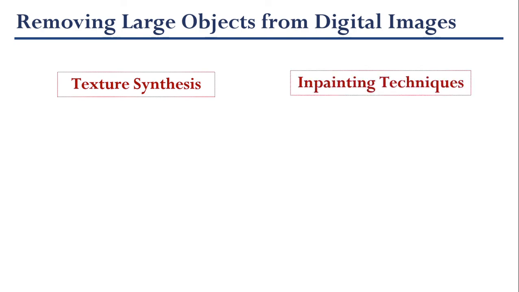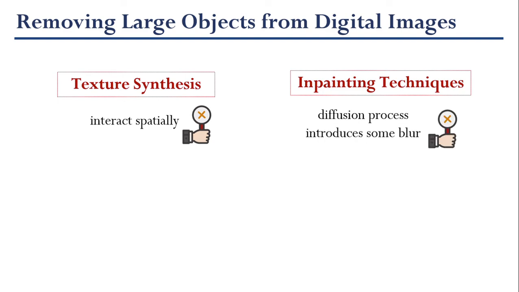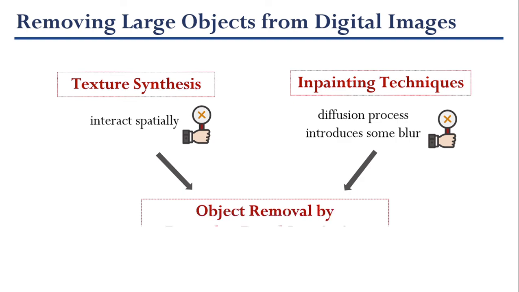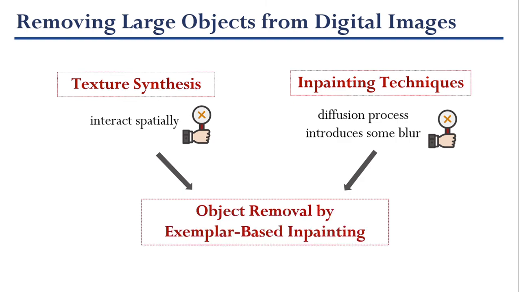There are usually two ways to remove large objects from digital images. They are texture synthesis and inpainting techniques. However, texture synthesis has difficulty avoiding spatial interaction of the texture, and inpainting techniques are not very good when the algorithm is applied to fill large regions. We will introduce another image inpainting technique, exemplar-based inpainting, which combines those two techniques and makes up for the disadvantages of both.